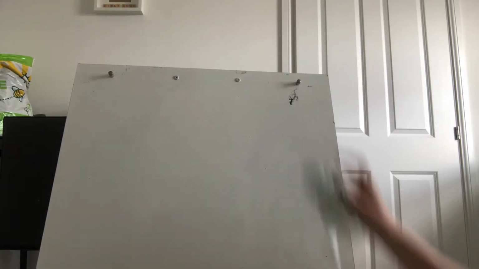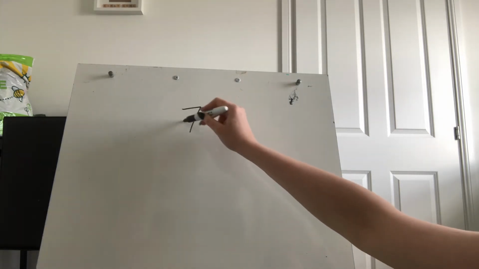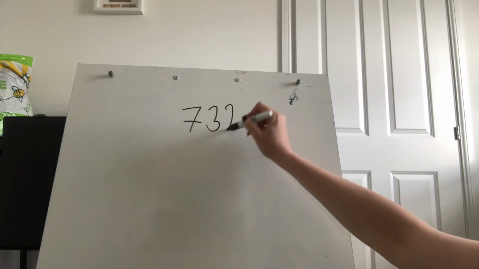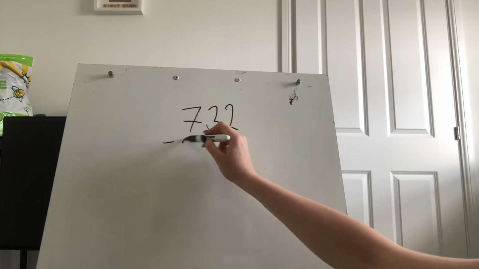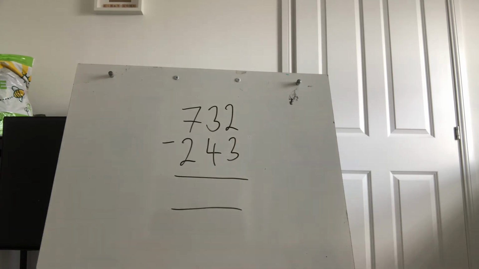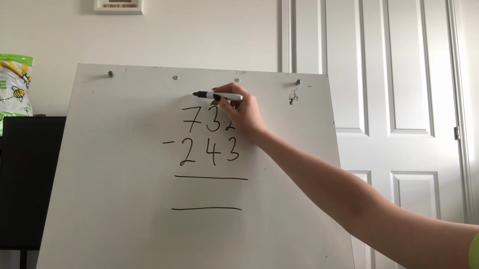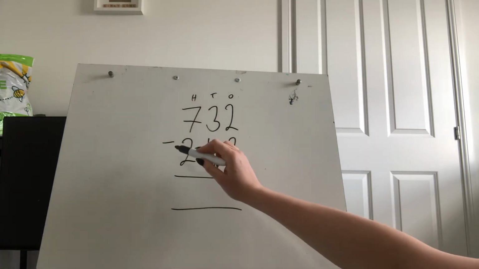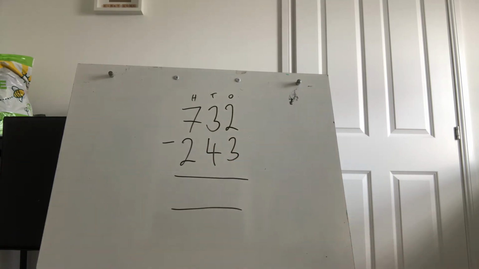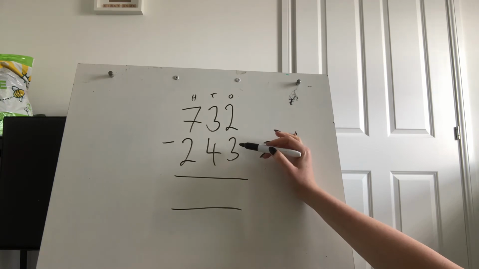Now again, just like with addition, it can get tricky when we've got a 3-digit number. So let's show you one with a 3-digit number. I've got 732, and I'm going to take away 243. Let's have a look at our success criteria. So we've got ones under ones, tens under tens, hundreds under hundreds. I'm using my subtraction symbol, and I'm going to start on the right hand side, which is here. 2 take away 3. Oh, I can't do that. I can't do 2 take away 3, so I need to knock on the door.